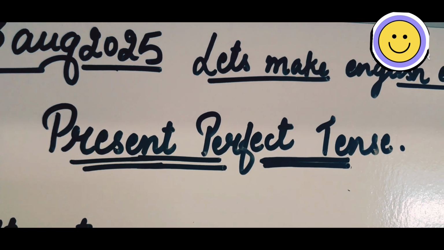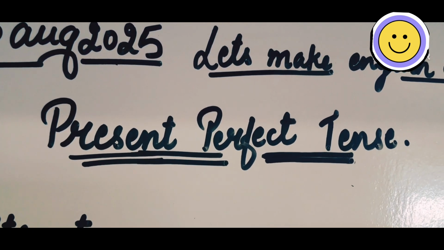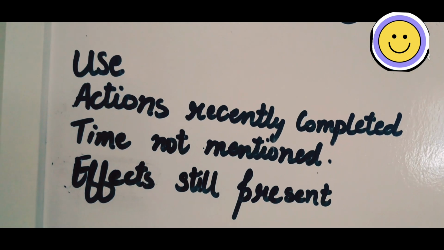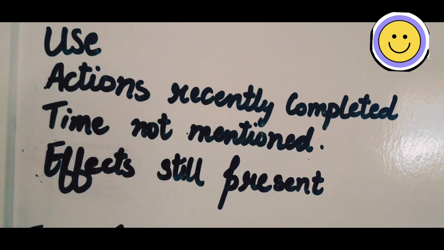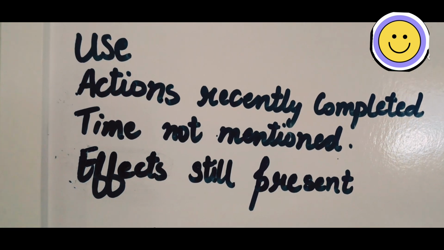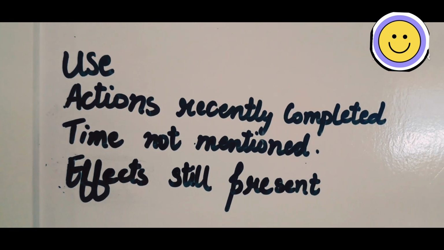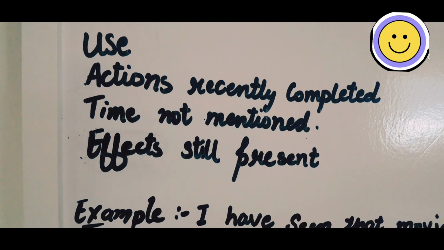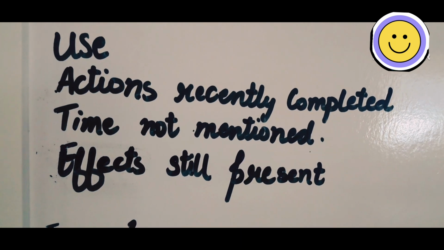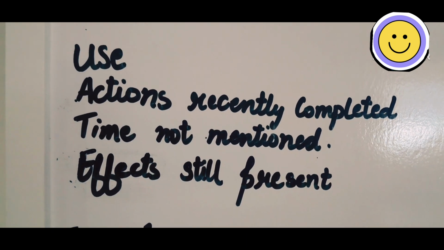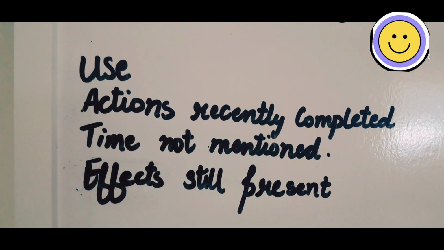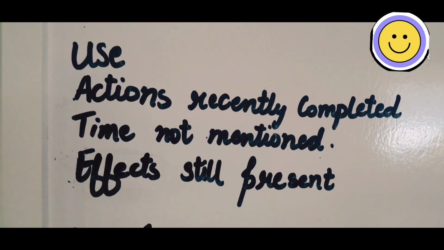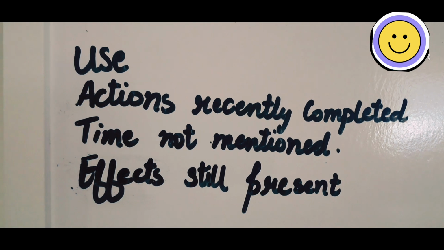And today's tense is present perfect tense. This tense is particularly used when the action is currently completed. It is not continuing, it is just completed, or the exact time is not mentioned. We don't know the exact time of the task when it was finished. Third, if the effect of the task is still present, then we use this particular tense, that is present perfect tense.